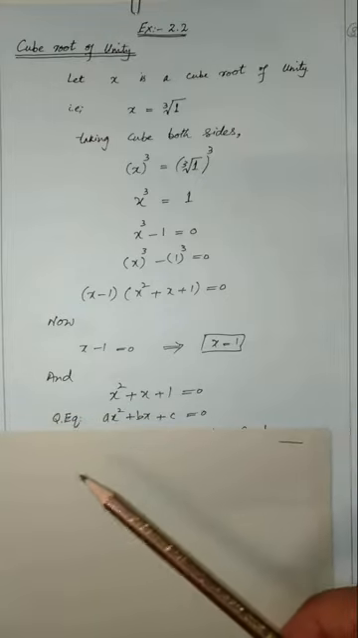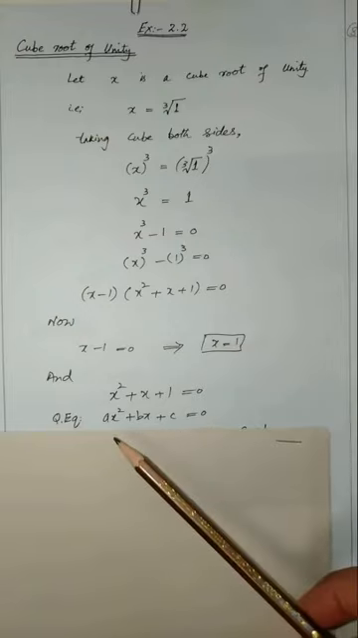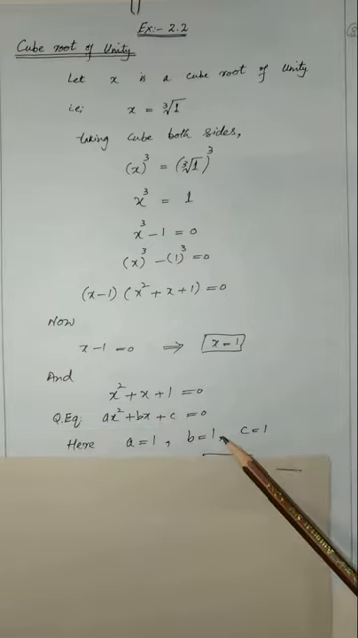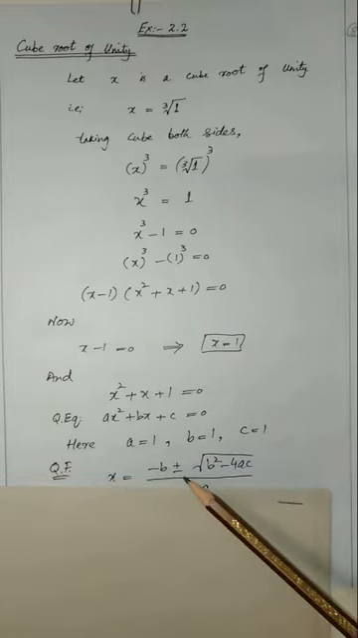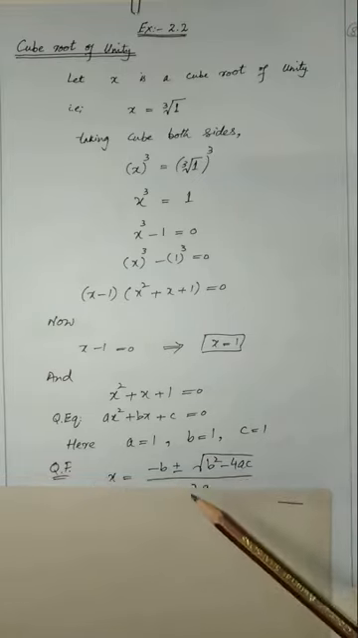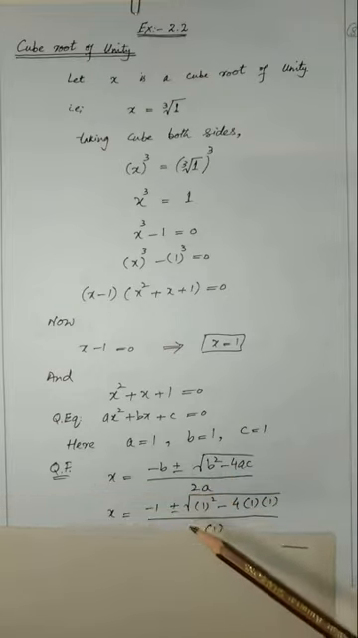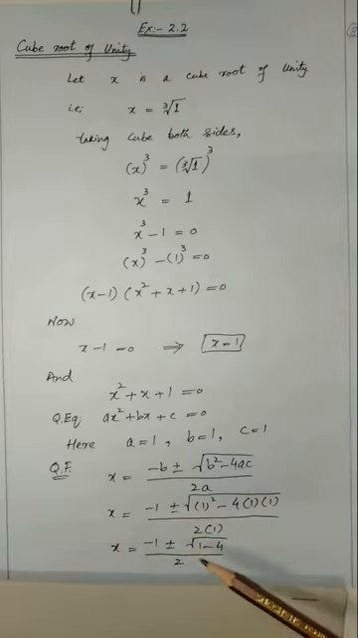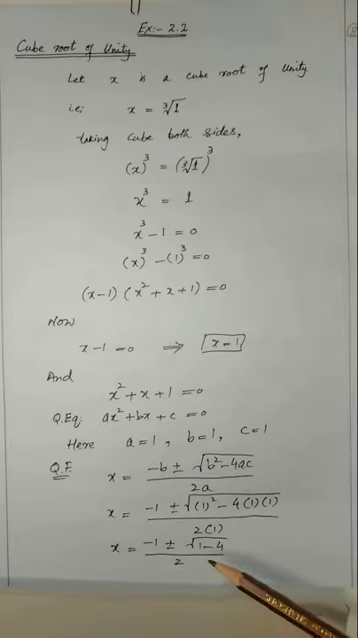General quadratic equation is ax square plus bx plus c is equal to 0. Here a is equal to 1, b is equal to 1 and c is equal to 1. Quadratic formula is x is equal to minus b plus minus square root of b square minus 4ac, divided by 2a. Putting the value of a, b, c and simplifying, x is equal to minus 1 plus minus square root of 1 minus 4, divided by 2. Now 1 minus 4 is equal to minus 3.